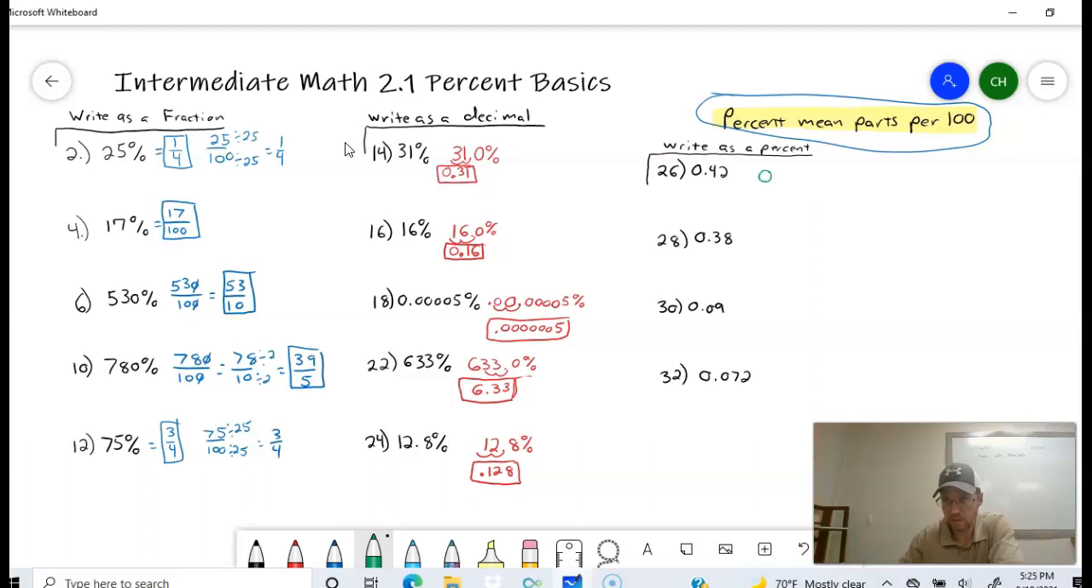So I've got 0.42. Now, earlier I was taking that decimal point and moving it 2 places to the left to convert it from a percent. Now I'm just going to take it and move it 2 places to the right. 1, 2, it's going to give me 42%.